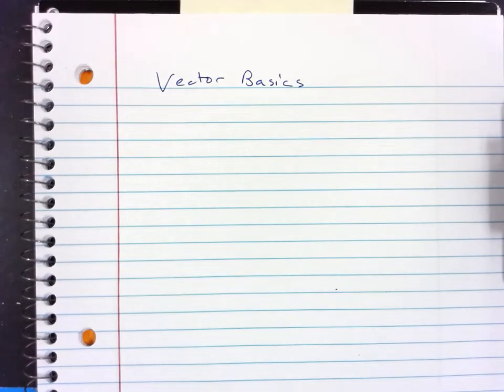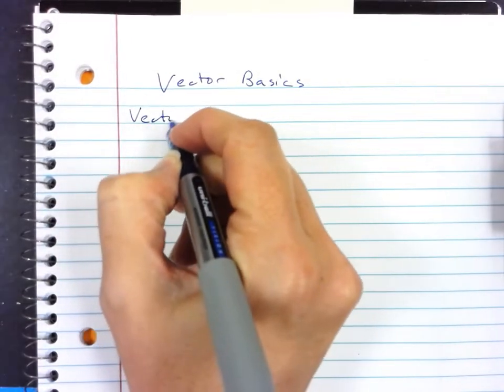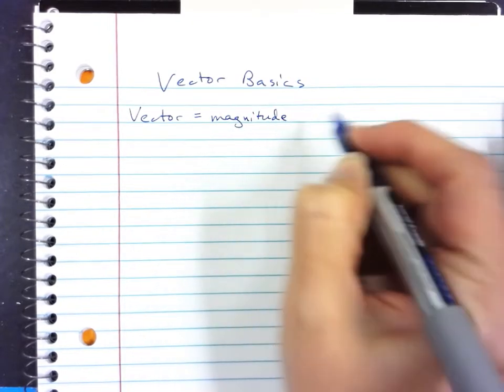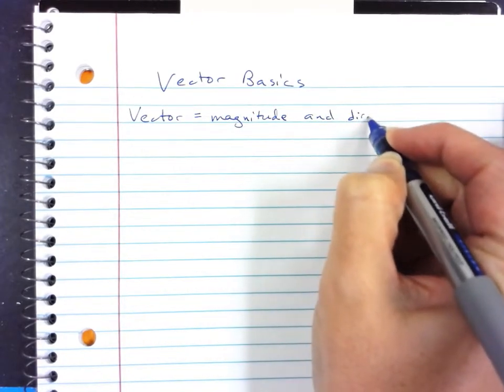So now we're starting two-dimensional motion. Let's go back to what a vector is. Remember, a vector is a quantity that has both magnitude, which is size, and direction.